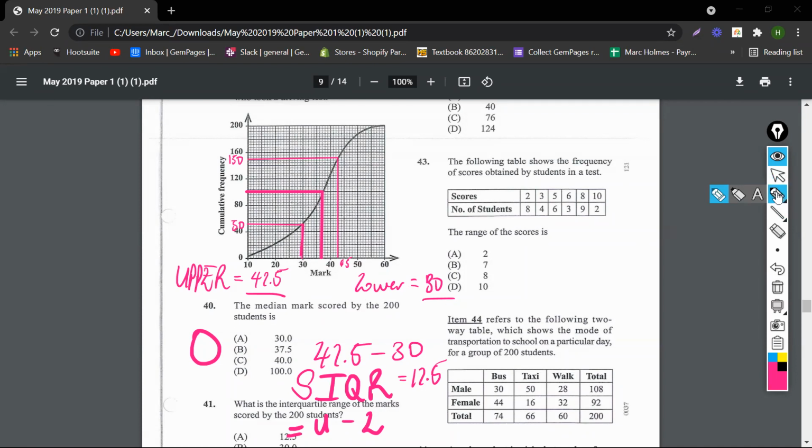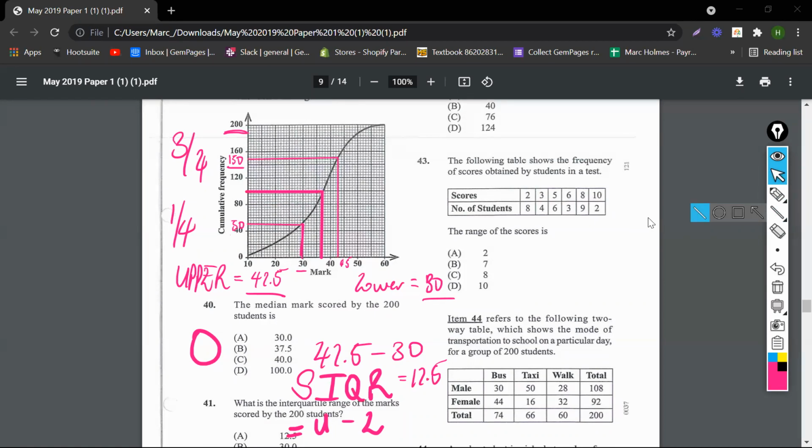Remember, guys, the upper is always 3/4 of the total. So 3/4 of 200 is 150. And the lower is 1/4 of the 200, which is 50. So you need to just mark off 50 on the graph to get your lower, mark off 150 on the graph to get your upper, subtract the lower from the upper and you get your answer. So your answer is supposed to be A for this 41.